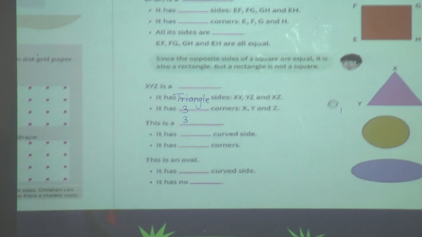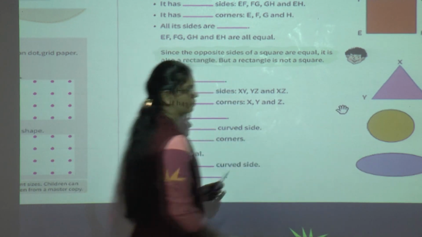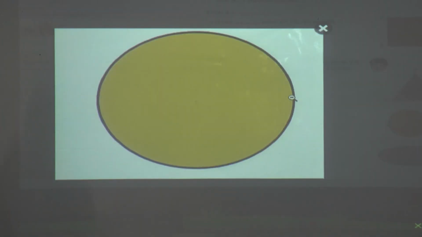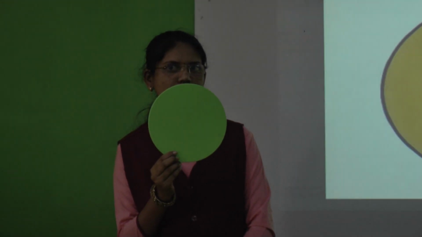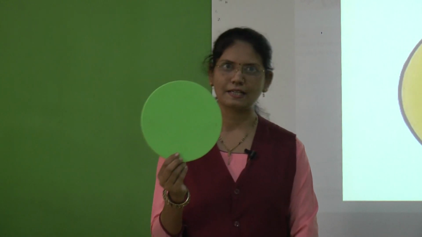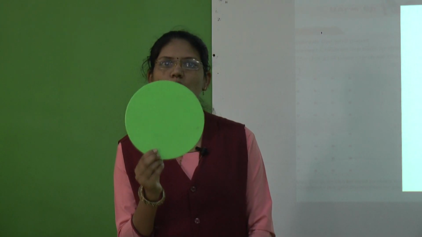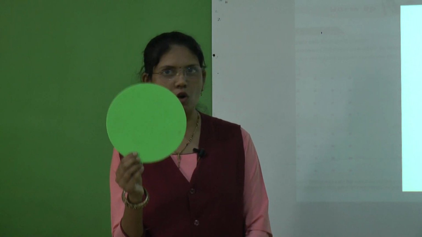The next shape is circle. Now see this shape. Here also I brought one circle. See this circle. How many sides does it have? Yes, this is a circle. How many sides does it have? It has no sides. How many corners does it have? No corners. It has no corners, which means it has 0 corners.